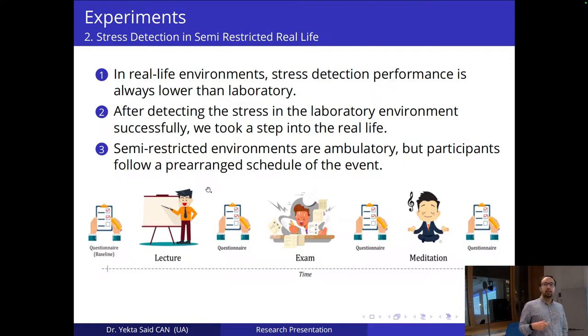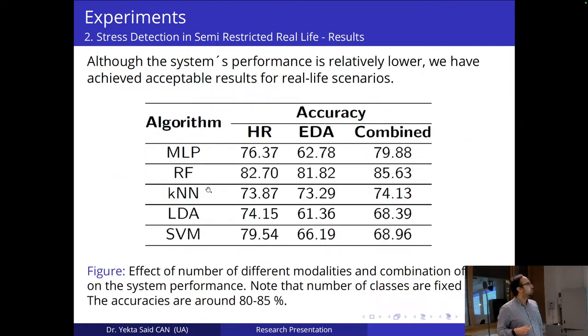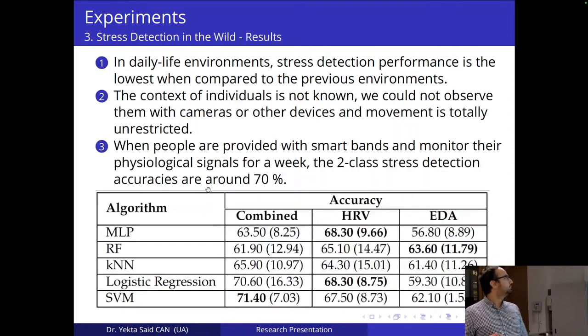After detecting stress in the laboratory environment successfully, we took a step into real life. In real life environments, the stress detection performance is always lower than in the laboratory because these environments are ambulatory and movements are not limited as in the laboratory environment. But thankfully, participants follow a pre-arranged schedule of events so that we can get some context information. So we tested our system in these environments. Although the performance is relatively lower, we have achieved acceptable results for real-life scenarios, as you can see, around maybe 85%.